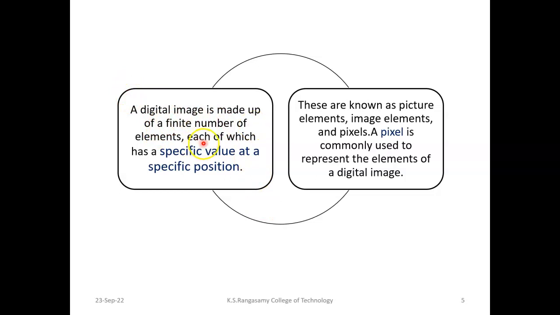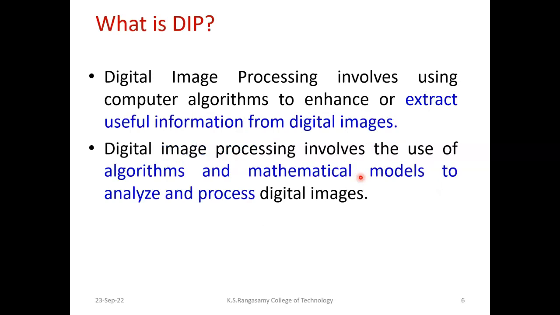Next, a digital image consists of a finite number of elements, each of which has a specific value at a specific position in the matrix format. These are known as picture elements, image elements, or pixels. A pixel is commonly used to represent the elements of a digital image. So the key elements of a digital image are pixels.